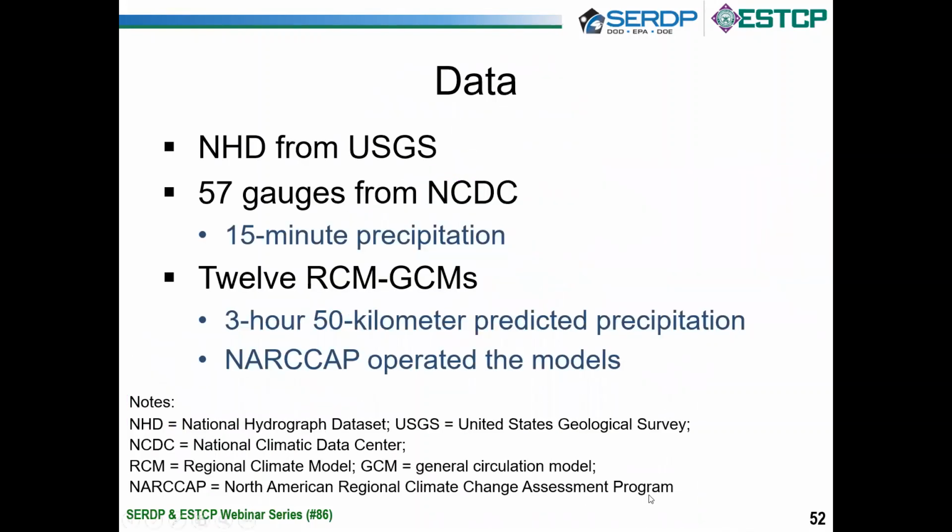The data used include the National Hydrography Dataset, downloaded from USGS. Also, we use the 15-minute precipitation data from 57 rain gauges, downloaded from the National Climate Data Center. Also, we use the projections from 12 RCM and GCM models, regional climate models and general circulation models. The data have a spatial scale of 15 kilometers and a 3-hour temporal scale.